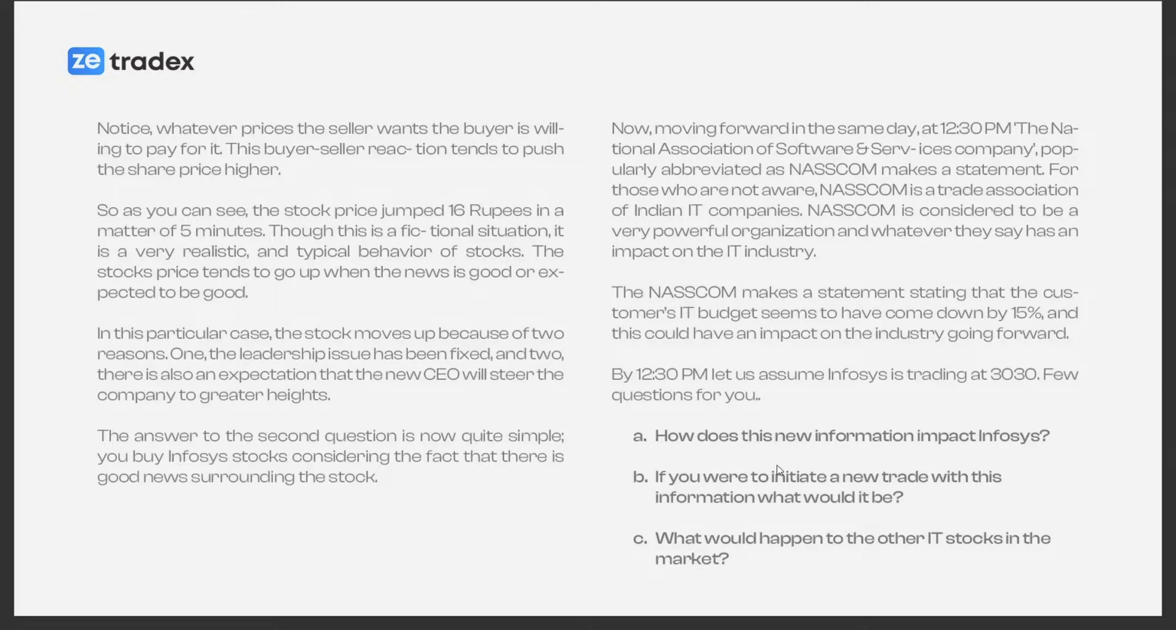And now, moving forward in the same day at 12:30 p.m., the National Association of Software and Service Companies, abbreviated as NASSCOM, makes a statement. For those who are not aware, NASSCOM is a trade association of Indian IT companies. NASSCOM is considered to be a very powerful organization, and whatever they say has an impact on the IT industry. NASSCOM states that the customers' IT budget seems to have come down by 15%, and this could have an impact on the industry going forward.